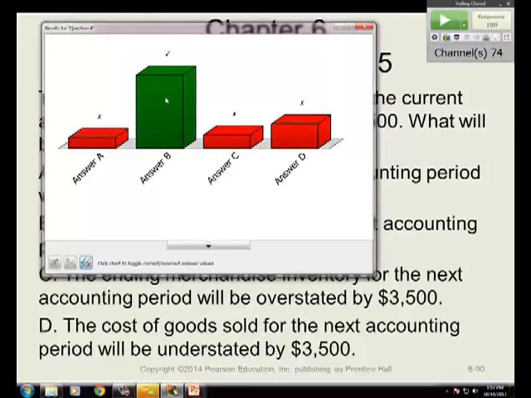Ending inventory for the next period will be overstated? No. Beginning inventory for the next period would be overstated. And the cost of goods sold for the next accounting period would be understated. Well, no, it would correct itself so that it would actually overstate the COGS in the next period. It's only if the ending goes to beginning, not the other way around. Ending inventory affects beginning. Beginning doesn't affect ending.